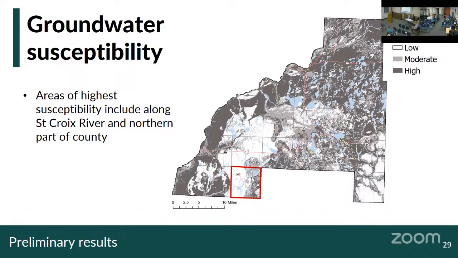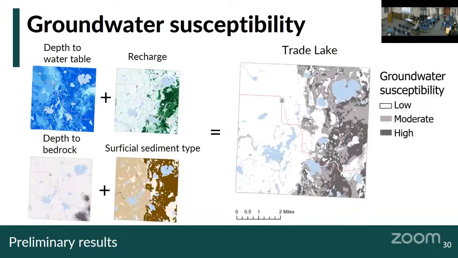So I'm just going to quickly zoom in on Trade Lake again to talk a little bit about the inputs. We've seen the inputs already throughout this talk, but this is a nice way to visualize what's going into this map. So we have the depth to water, our recharge, depth to bedrock, and the superficial sediment type. When I made this map, essentially we're adding up components of these four, and the ultimate pattern is what you see on the right.